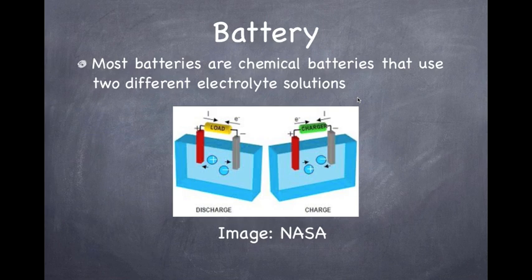A battery: most batteries are chemical batteries. They use 2 different electrolyte solutions. You should have learned about this in chemistry. We also talked about it a little bit earlier. But basically, one of these has positive ions called cations. The other one has negative ions called anions. They're connected by a salt bridge, and they're also connected by a wire, which allows ions to move from one to the other and become more balanced. And in doing so, you can actually use those electrons as they go through to do things like light bulbs.